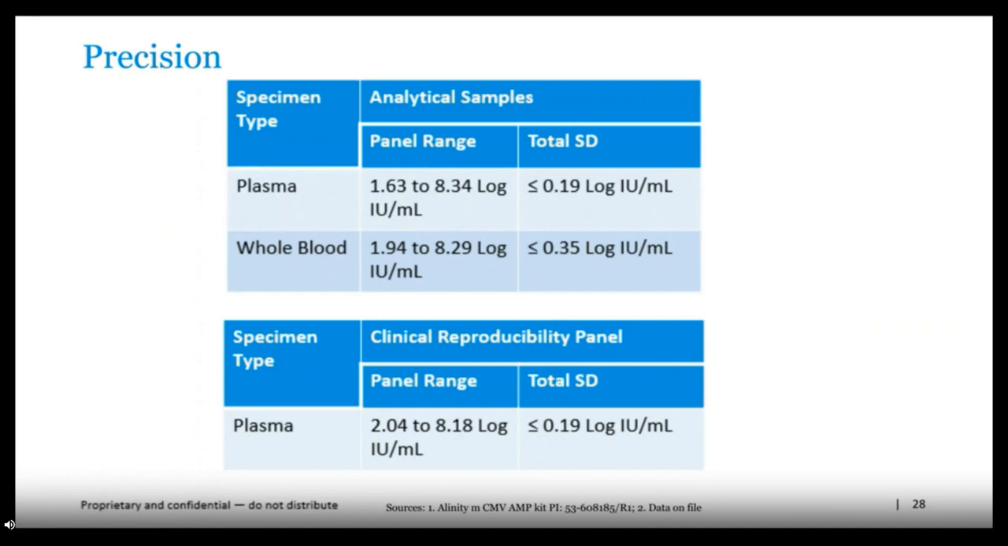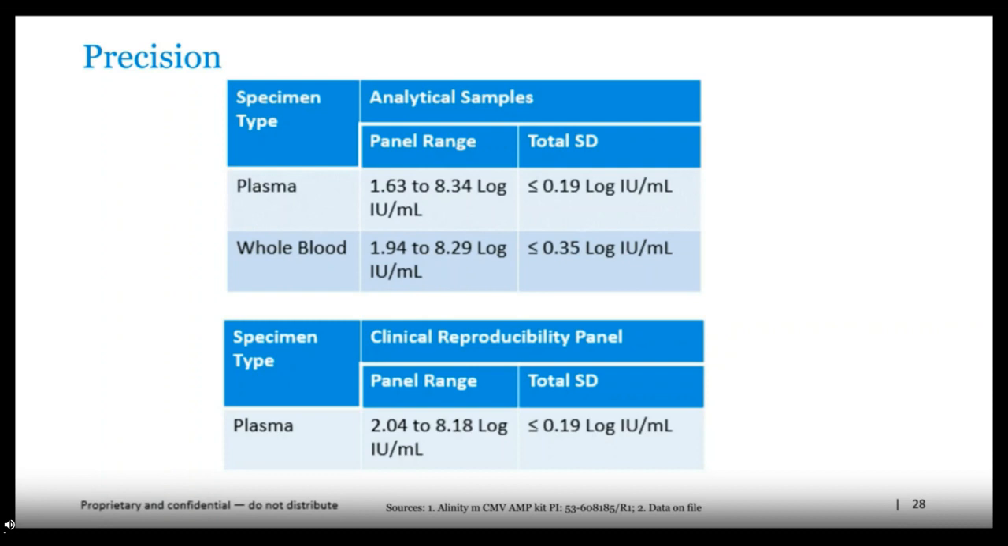If you look at the precision, this is the total standard deviation. The precision was performed on a minimum of 3 instruments run by 3 operators using 3 reagent lots. With plasma, a minimum of 147 valid samples, and with undiluted plasma and a dilution series of plasma, 147 valid samples at each point.